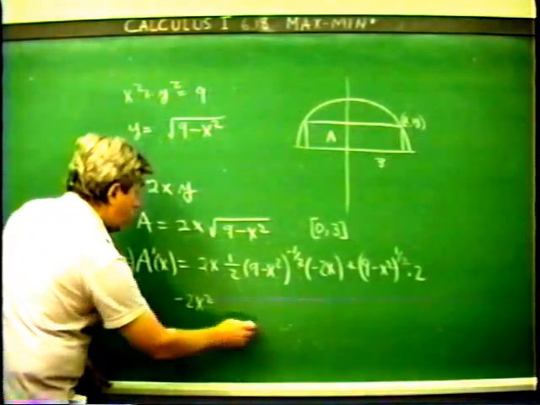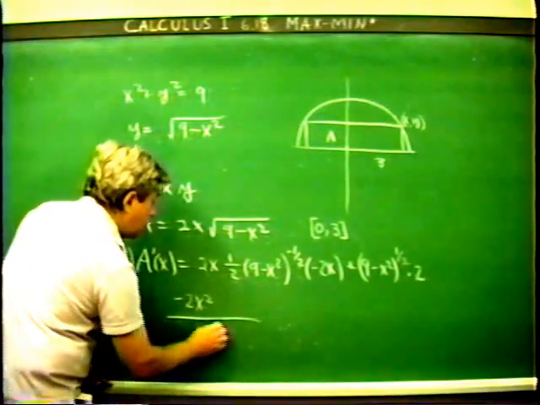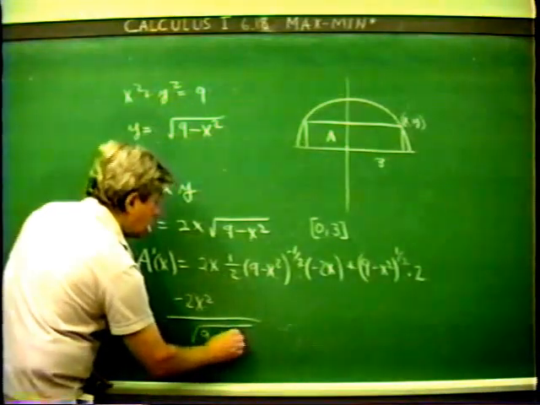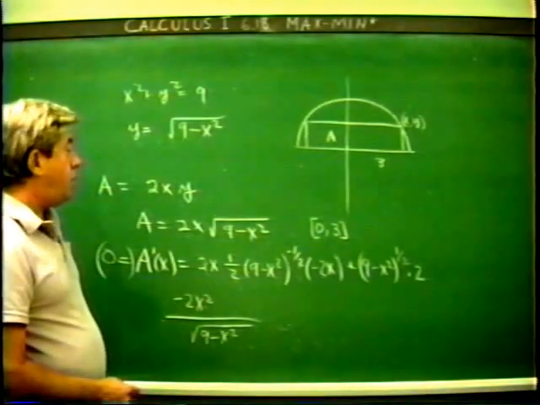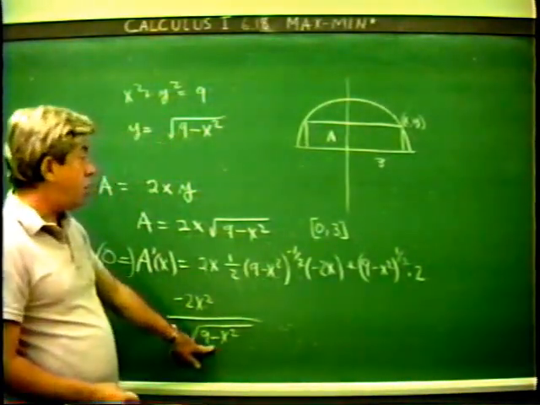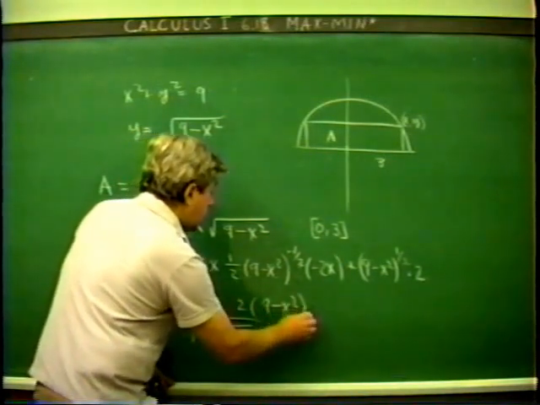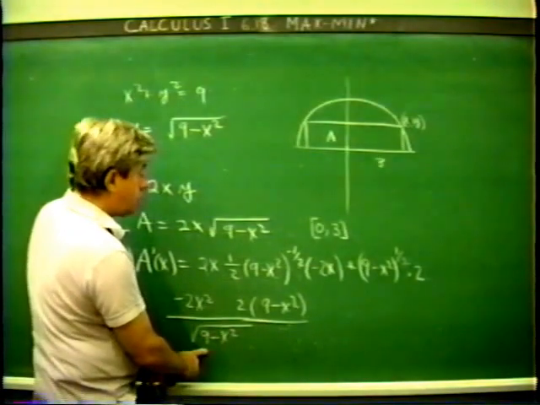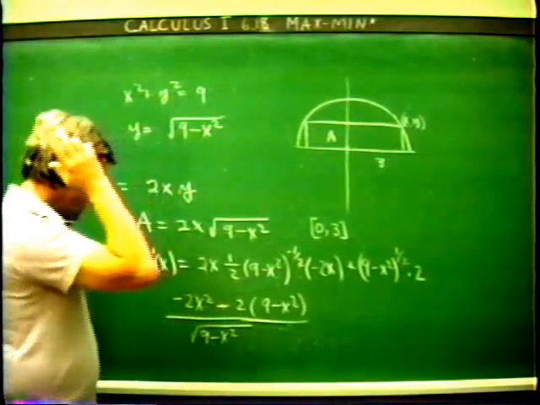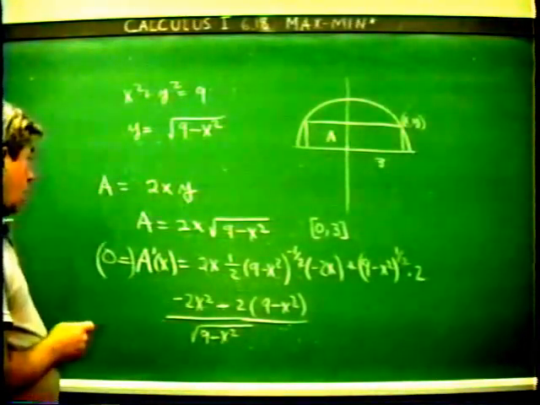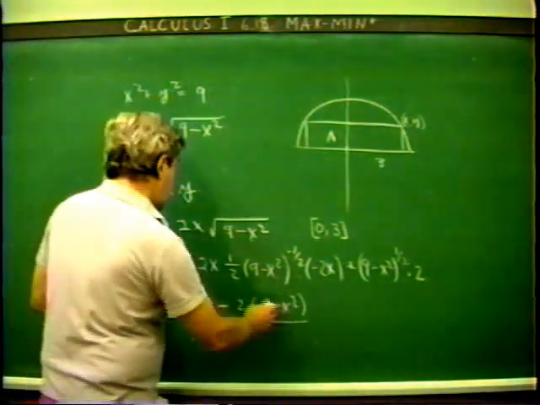What's going to be equal to 0? I guess we can simplify this a little here. We get the 2 and the 2 canceling. So we have minus 2x squared over the square root of 9 minus x squared. And now we've got 2 times the square root of 9 minus x squared. Let's put that over the common denominator, square root of 9 minus x squared. So we're going to have 2 times (9 minus x squared) over the square root of 9 minus x squared. Right, so this is going to be plus this.